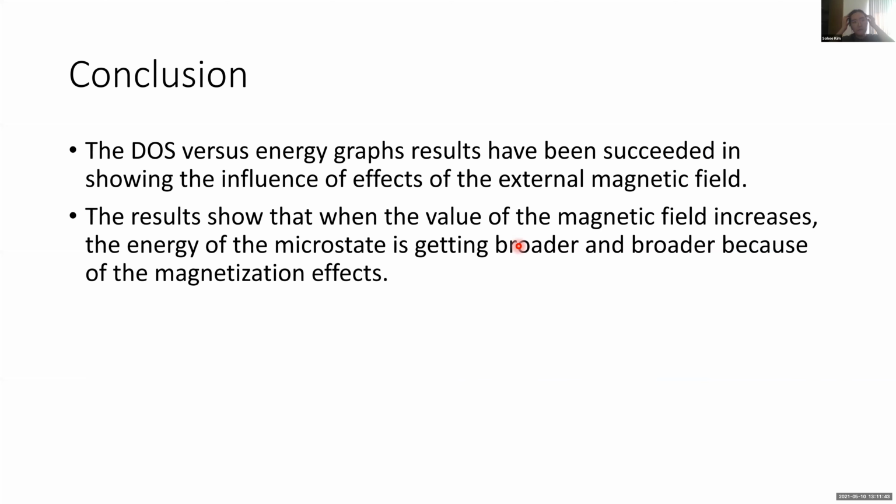From all three figures, the density of states versus energy graphs have succeeded in showing the influence of the magnetic field. The result shows that as the value of the magnetic field is increased, the energy of the microstates is getting broader and broader because of the magnetization effects.